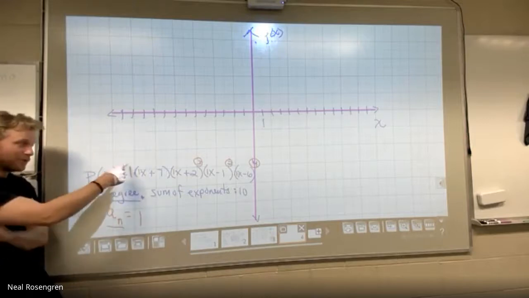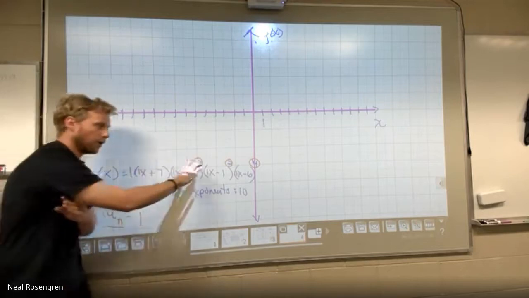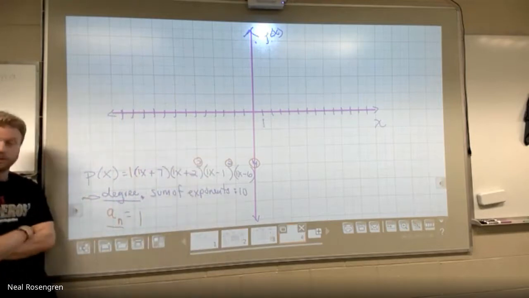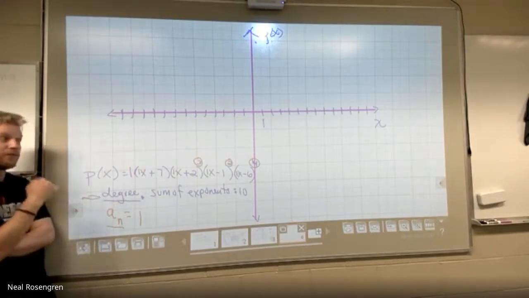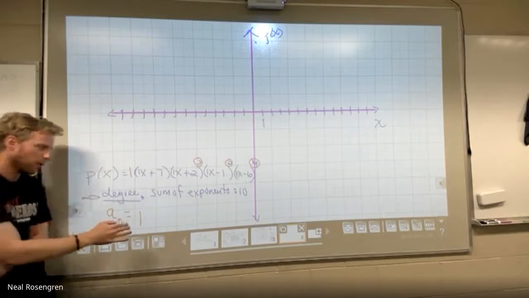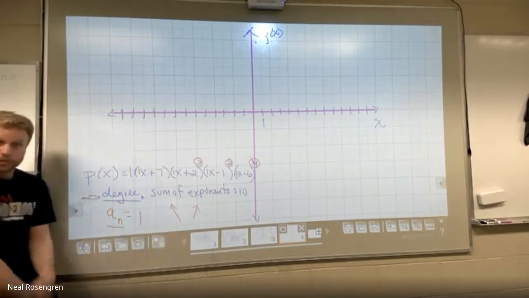But if I made this a 2, and I put like 3x plus 2 to the 3rd, or negative 2x minus 1 squared, that's going to change what that a sub n is going to actually end up being. So we've got to be really, really careful when we've got these factored versions of polynomials. Good, so even degree, positive leading coefficient. So I know my end behavior is going to be up, up. So that's a good start.